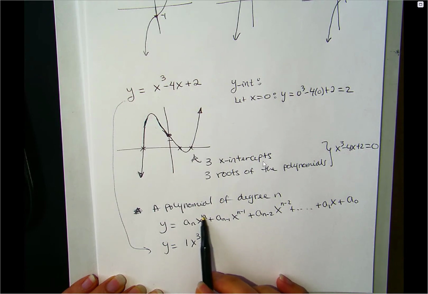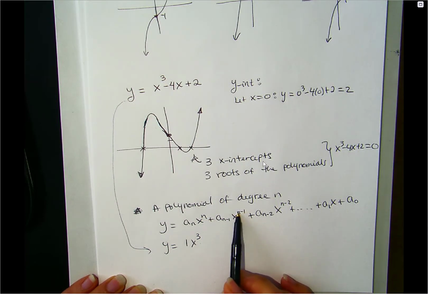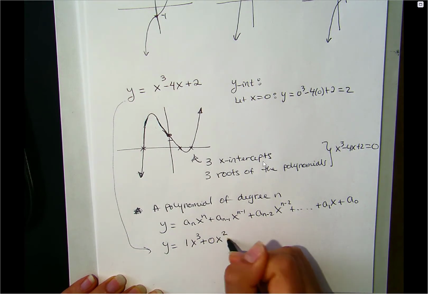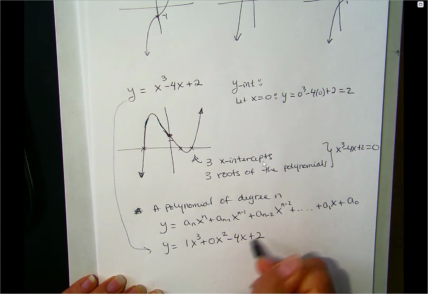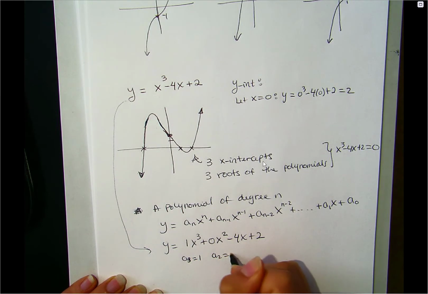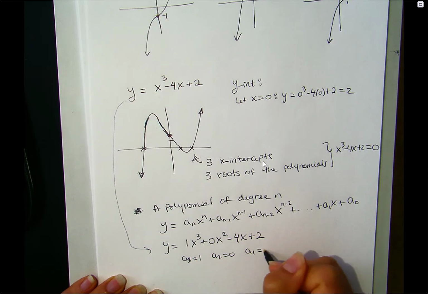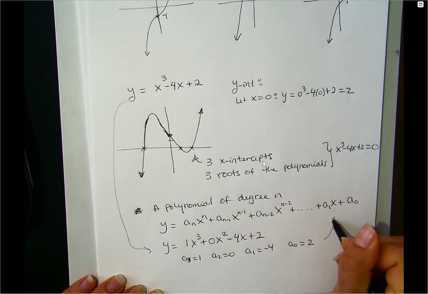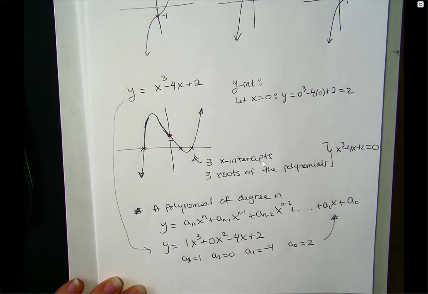My highest degree is 3. This says 3 minus 1, which is 2. So there isn't one, so I can put 0 x squared minus 4x plus 2, kind of like a placeholder because there isn't a quadratic. But in this case, a sub 3 is 1, a sub 2 is 0, a sub 1 is negative 4, and a sub 0 is 2. So if you look at the general form of a polynomial.